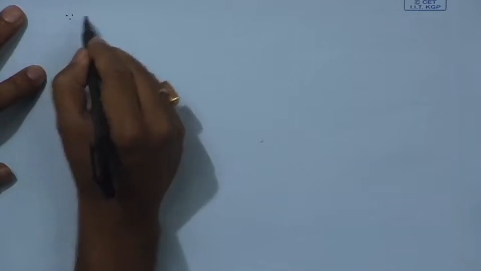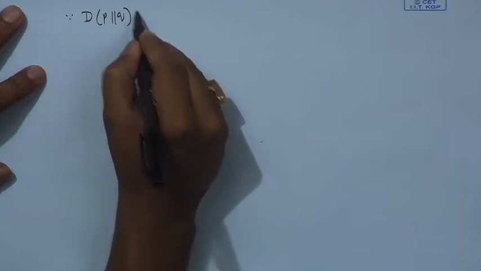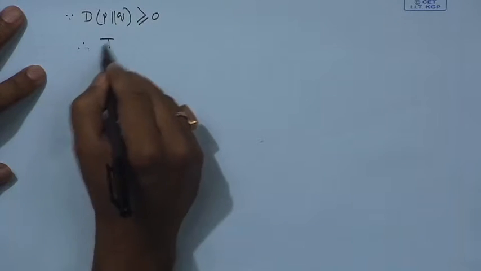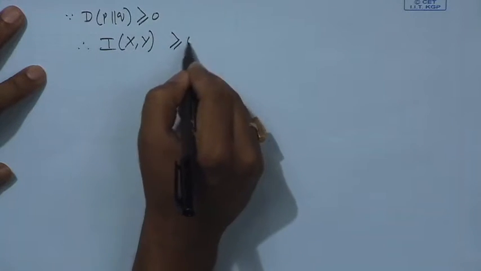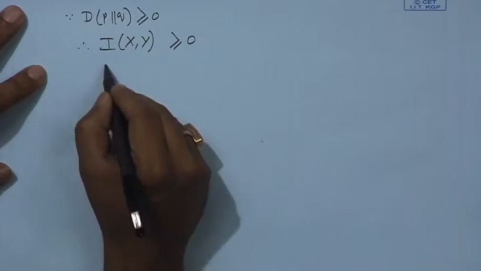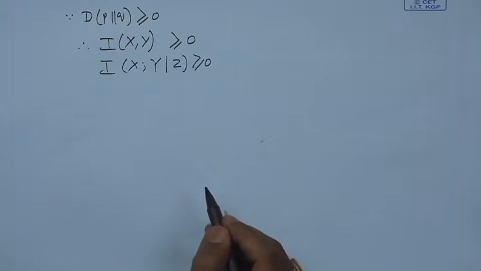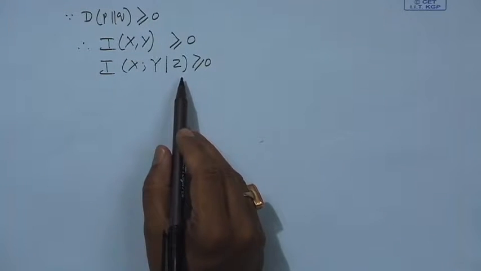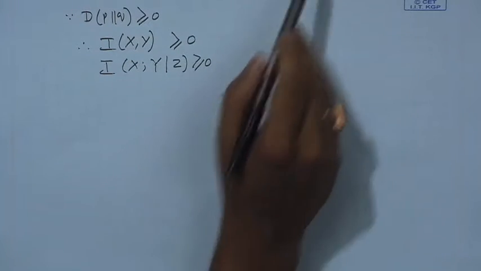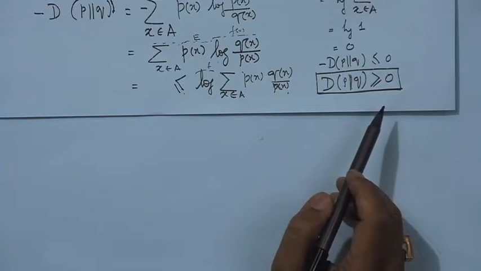Again, some important interesting results come out because of this result that we have been able to derive. We could write them down here. First and foremost, because D(p||q) is greater than or equal to 0, we could say that I(X;Y) is also greater than or equal to 0, right? And we could also say that I(X;Y) conditioned on Z should also be greater than or equal to 0. So these are some of the important results that we have from the previous definition.